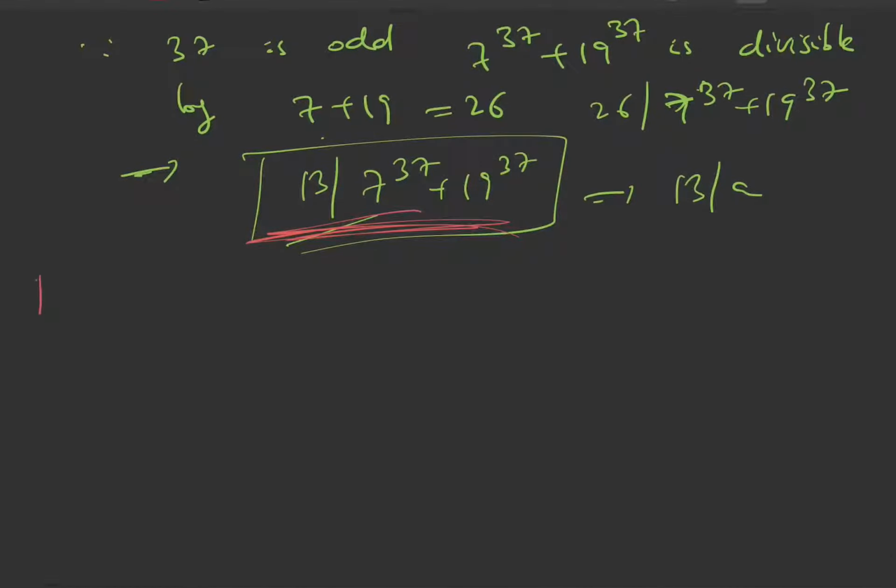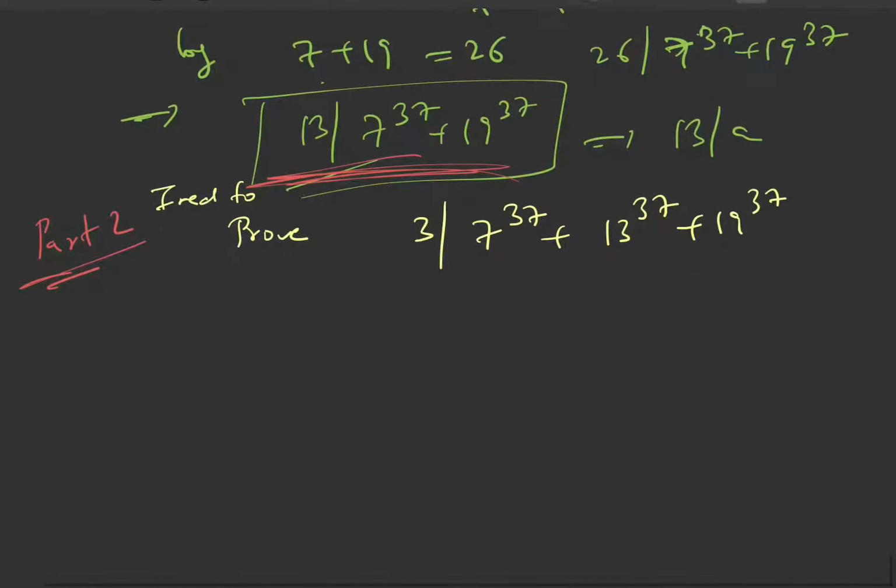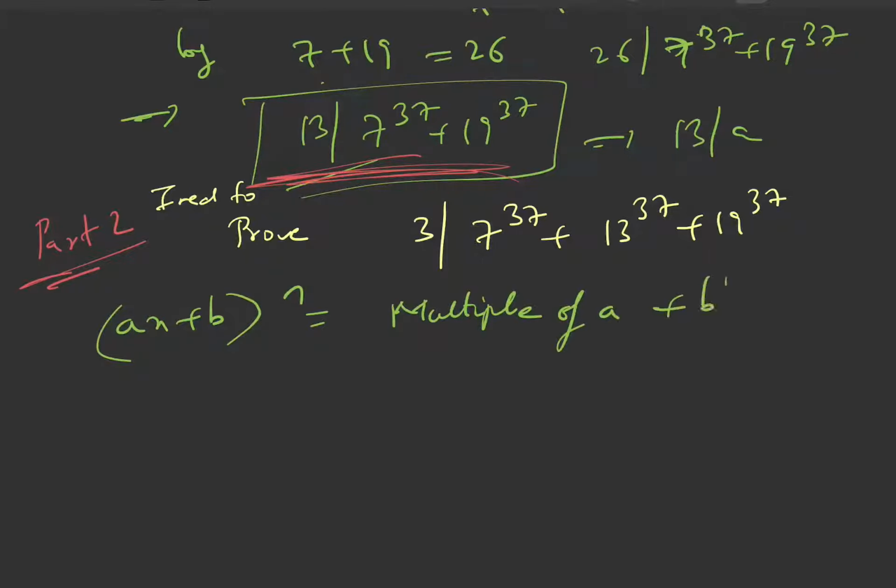So now next, part 2. In part 2 I need to prove that 3 divides 7 power 37 plus 13 power 37 plus 19 power 37. Now I'll use the property that (ax plus b) whole power n is nothing but a multiple of a plus b power n, by the binomial theorem only.